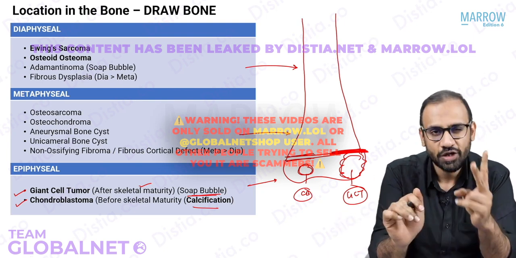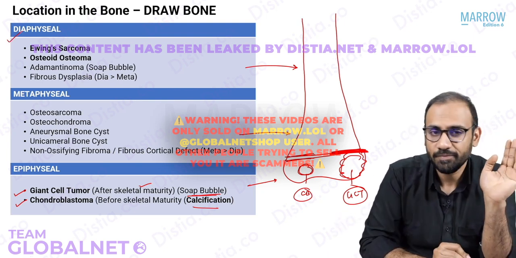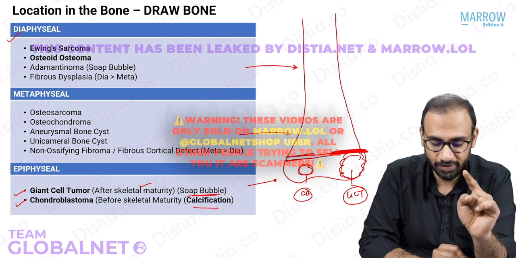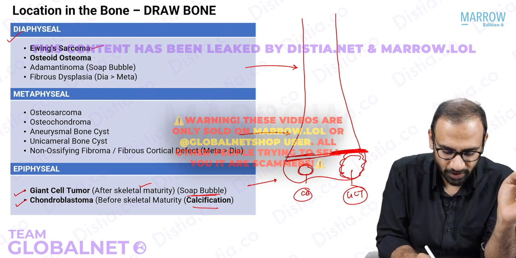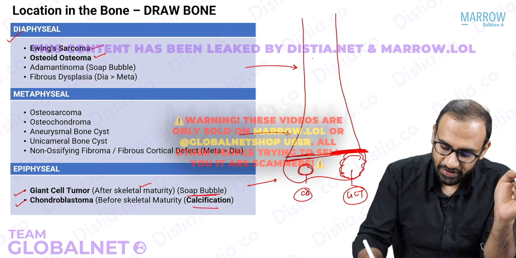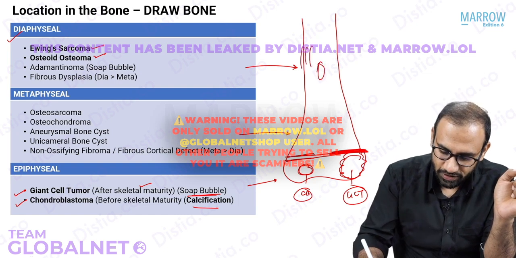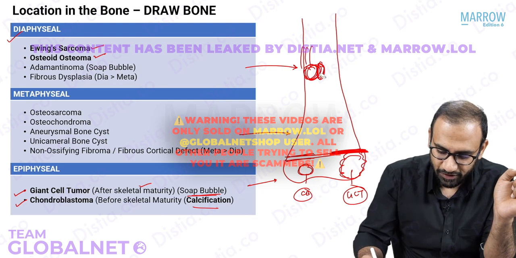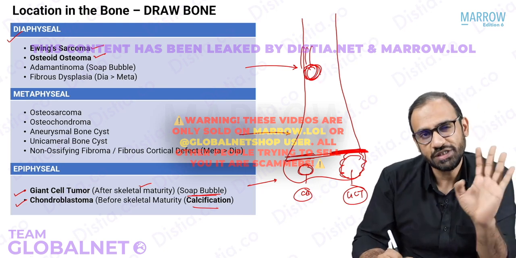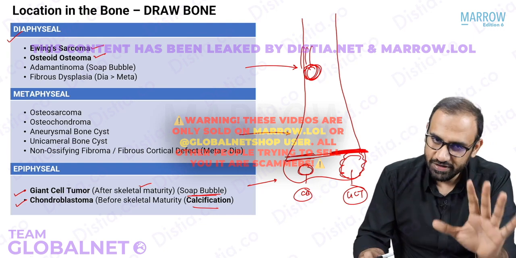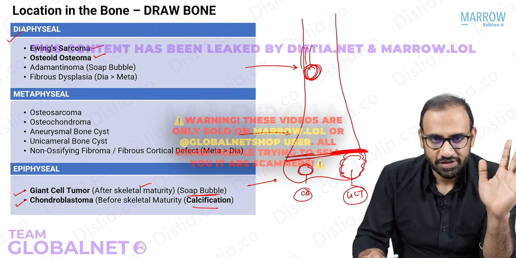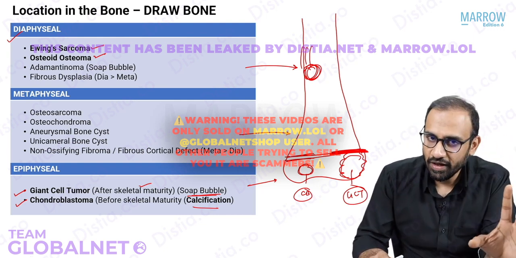So far so good. Now, two tumors in the diaphysis. What are those two tumors? I want you to remember: Ewing sarcoma and osteoid osteoma. Will you remember Ewing sarcoma and osteoid osteoma? Just remember this for now. I'll explain everything. Ewing sarcoma, osteoid osteoma, diaphyseal. So 2 in epi, 2 in dia.